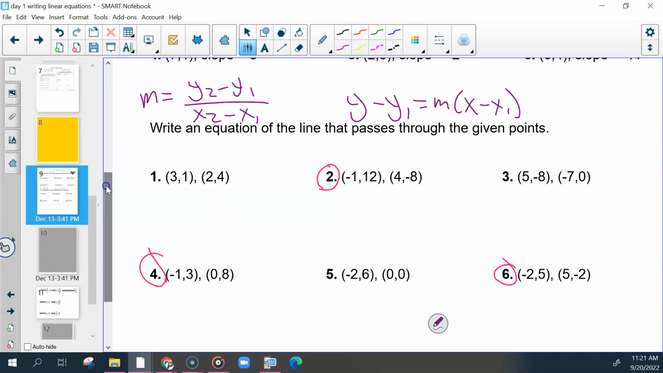So with number 1, I'm going to go ahead and label x1, y1, x2, y2, and then use those to find my slope. So 4 minus 1 all over 2 minus 3. And then simplify. 3 over negative 1, or just negative 3.